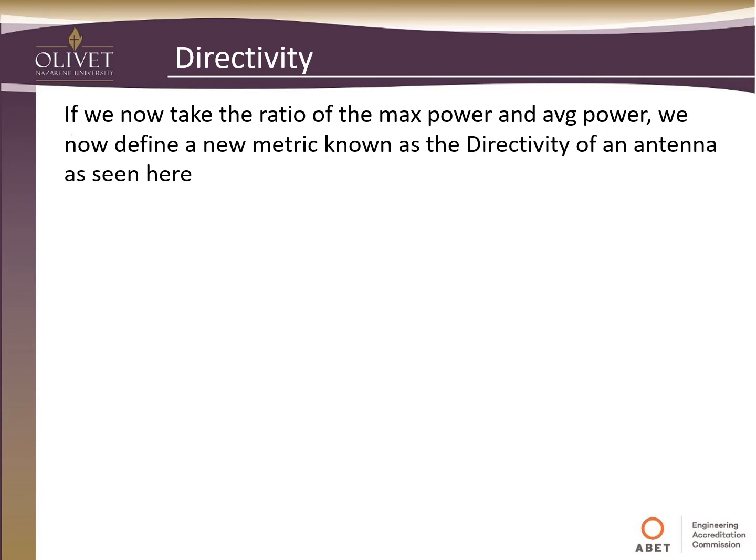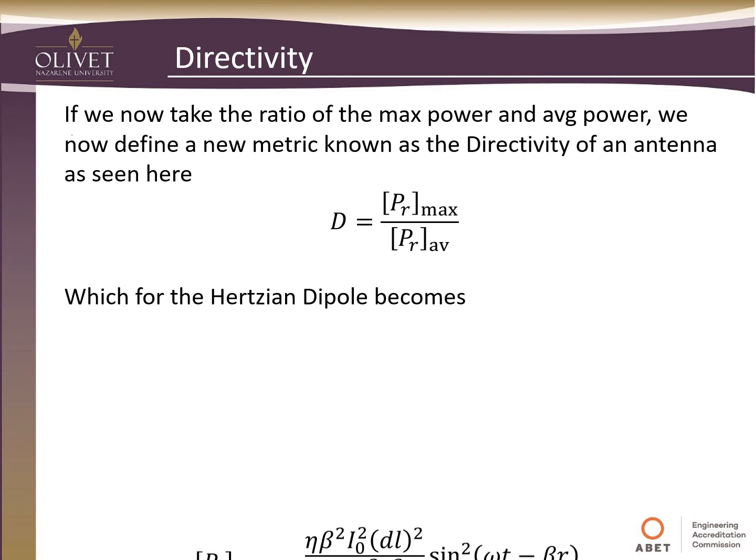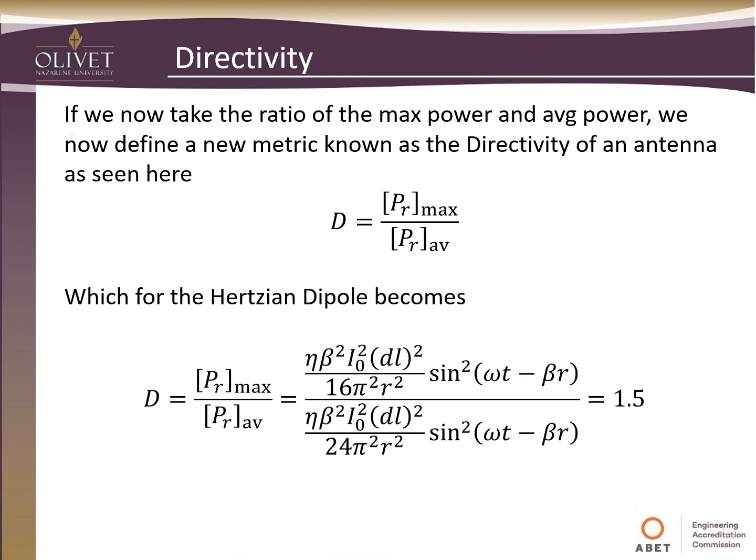So we can take these two and do the ratio of them, the maximum to the average power. And when we do that, directivity is what we come up with. So that directivity is defined as the maximum. So in whatever direction the maximum is, what that maximum radiated power is divided by the average over the whole sphere. And so for the Hertzian dipole, we have expressions for this already that we've derived, pulling from previous slides. This is our maximum and this is our average.